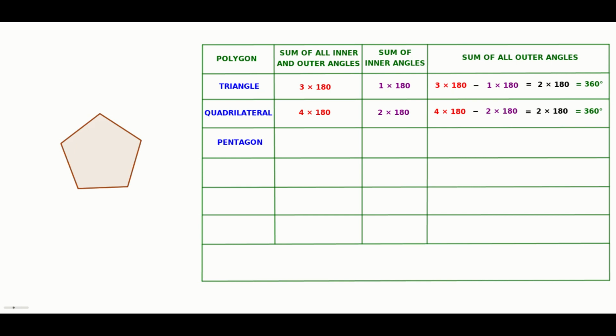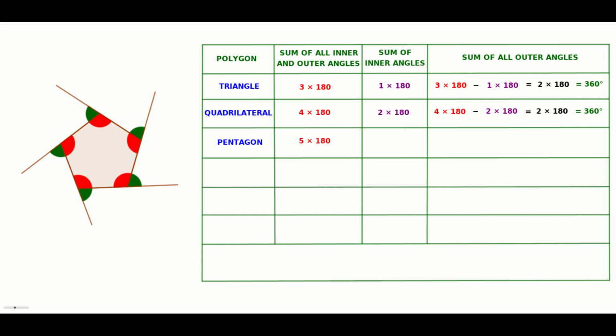Consider a pentagon. By extending the sides, you can make outer angles at each vertex. You have 5 outer angles here, and in a pentagon you have 5 inner angles. You have 5 linear pairs here. Therefore, sum of all inner and outer angles will be the sum of the angles in 5 linear pairs. That means 5 times 180.